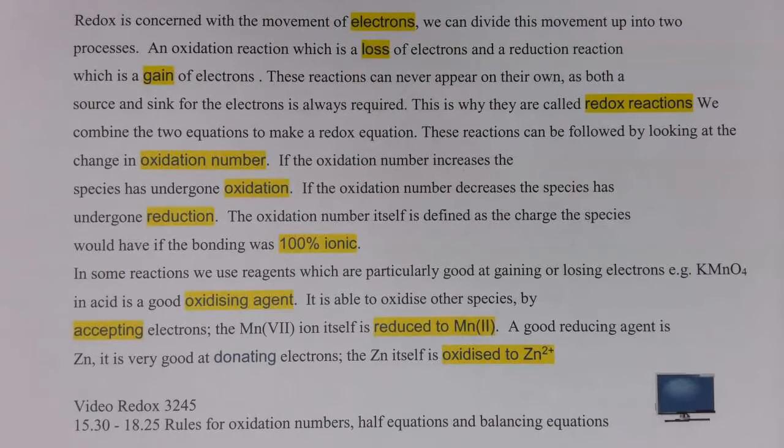So we should know from our lower 6th work that redox is concerned with the movement of electrons, the loss and the gain of those electrons. We should also remember that an oxidation reaction cannot happen on its own, neither can a reduction reaction, because you need both a source and a sink for those electrons. So these two reactions always happen in pairs, and that's why they're called half reactions. So we put the two half equations or half reactions together to make a total redox equation.